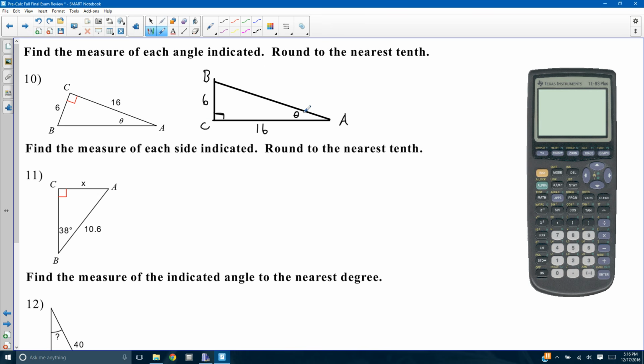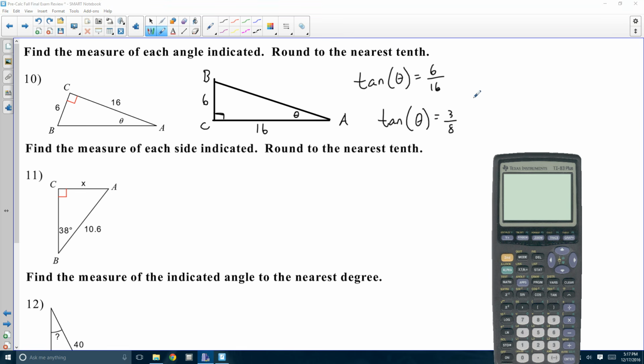Okay. In relation to A, we know the side opposite, we know the side adjacent. So we should use probably tangent or cotangent. I'm just going to go ahead and use tangent here. The tangent of theta is 6/16. If you'd like, you may reduce this fraction right here. It won't help or hurt. But if you like the smaller numbers, please go ahead and do that. 3/8.